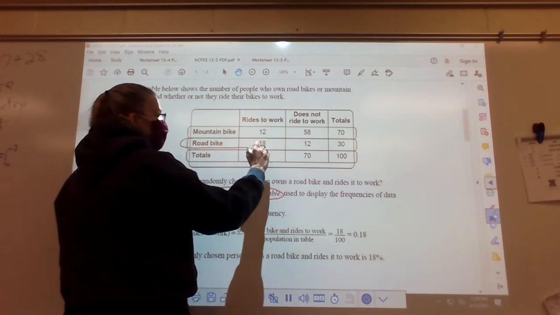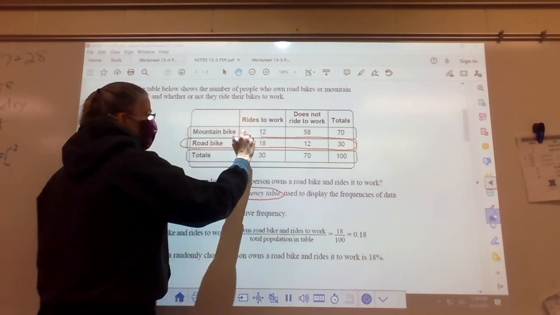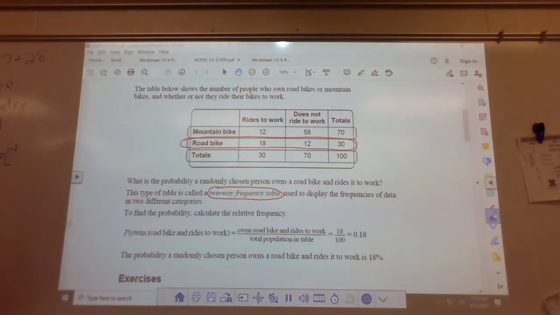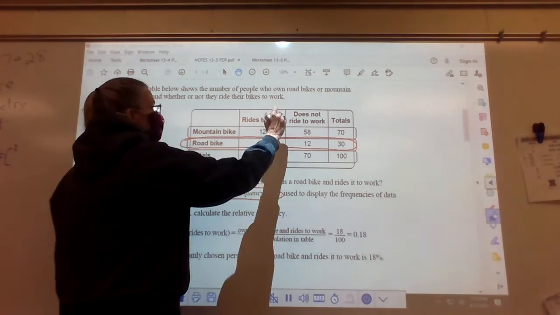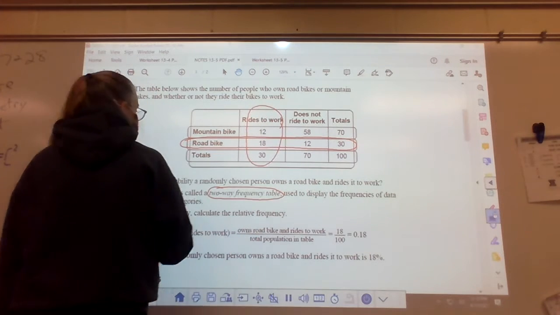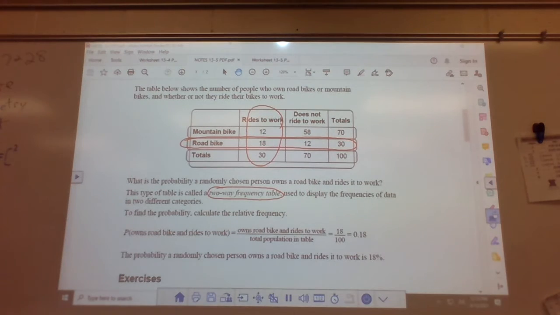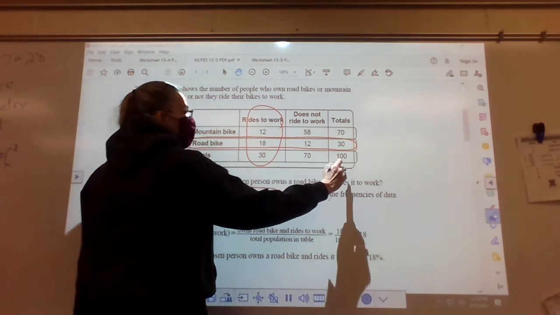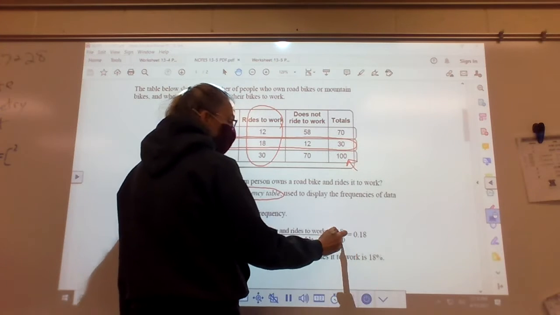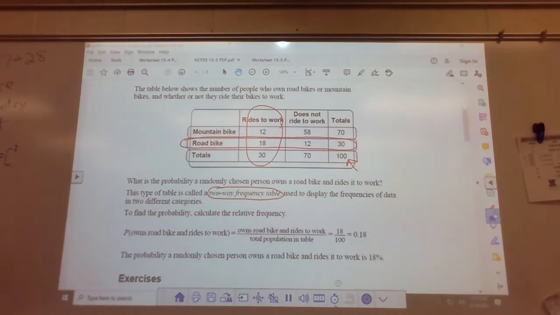here. This is road bike. Rides to work is everybody here. So that means between the two places where they intersect is 18. So 18 of the total people they talk to owns a bike and rides to work out of 100.